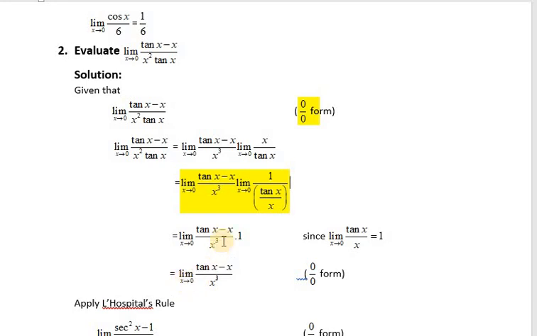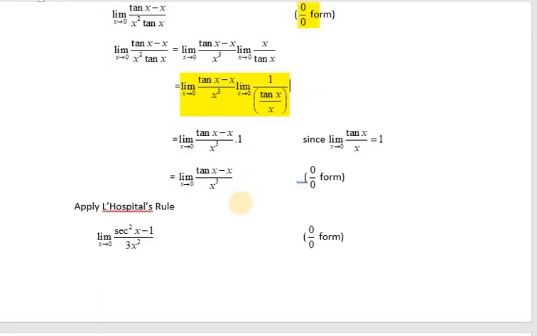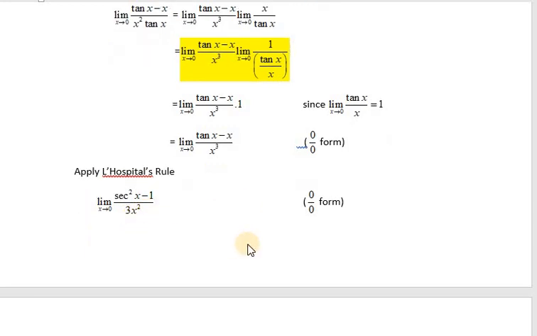Now limit x tends to 0 of tan x minus x by x cube, again this is 0 by 0 form. Now you apply L'Hopital's rule for this. So we get limit x tends to 0 of derivative of tan x is secant square x, minus derivative of x is 1, by derivative of x cube is 3x square. So after substituting x is equal to 0, we again get 0 by 0 form, because secant 0 is equal to 1. So 1 minus 1 is 0, 3 into 0 is 0.